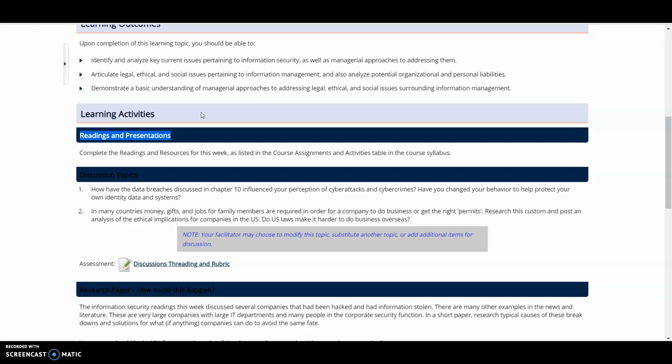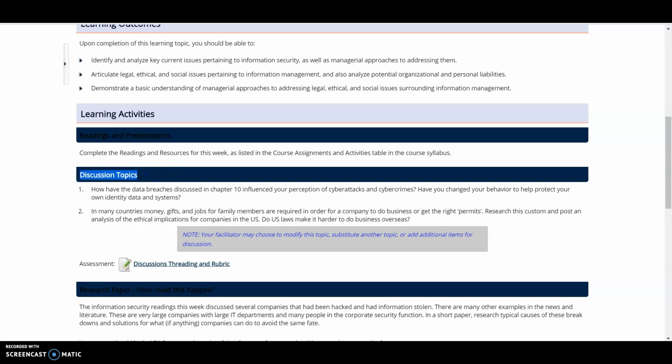Demonstrate a basic understanding of managerial approaches to address legal, ethical, and social issues surrounding information management. Readings and presentation. Complete the readings and resource for this week as listed in the course assignment and activities table in the course syllabus.